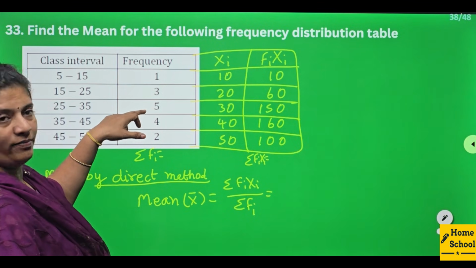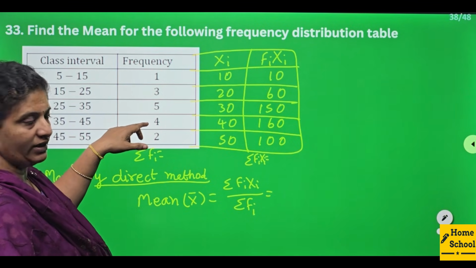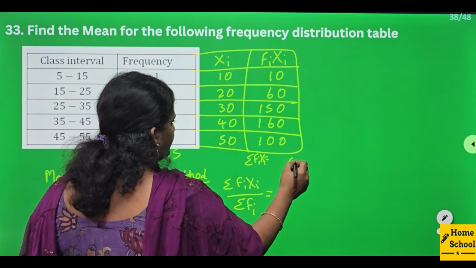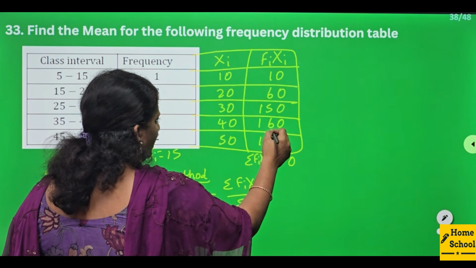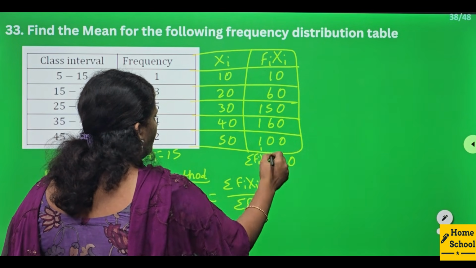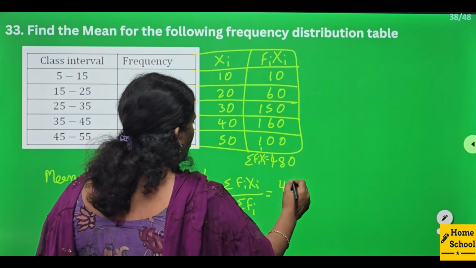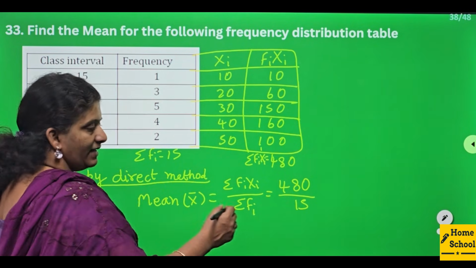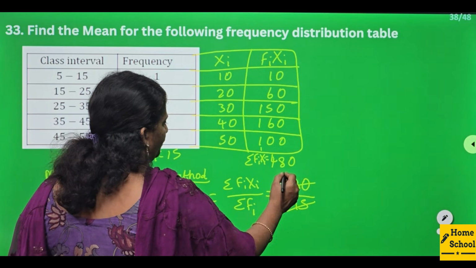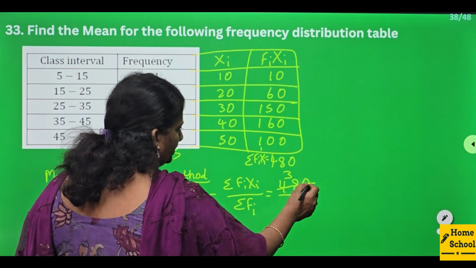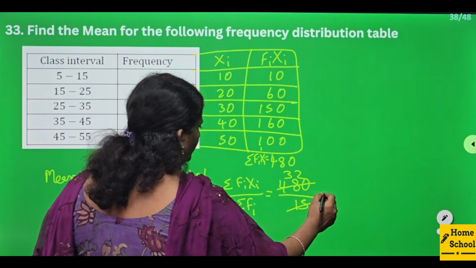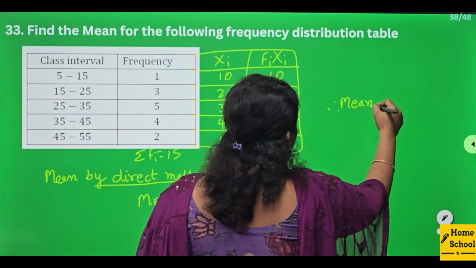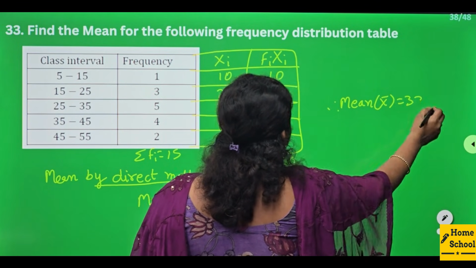1 plus 3, 4, 4 plus 5, 9, 9 plus 4, 13, 13 plus 2 is 15. Now add all these: 10, 70, 120, 180 and here 480. 480 by 15. Now cancel. 15 3s are 45, 30 left, then 15 2s are 30. Therefore mean x bar is equal to 32, that is your answer.